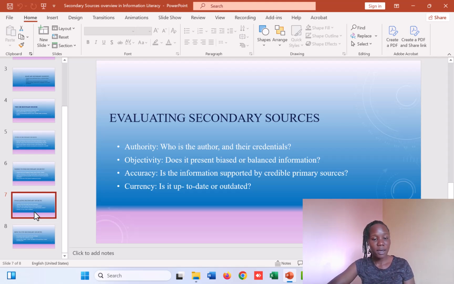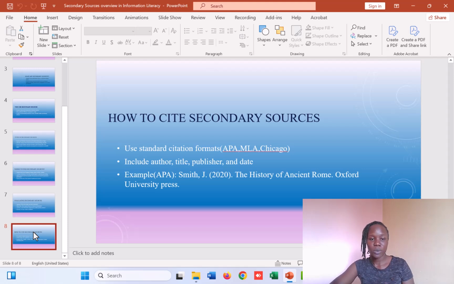Another thing is currency. Is it up to date or outdated? In academics, they will tell you that you should be able to find work that has been done at least not beyond 5 years ago. So you should limit your work to a 5-year time frame to have something which is up to date. So that is simply how we evaluate secondary sources.